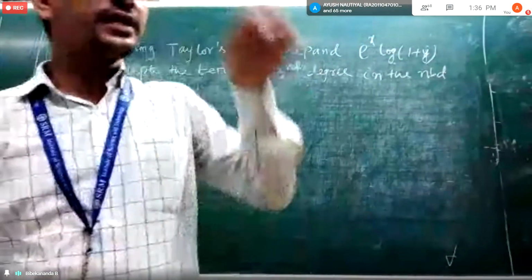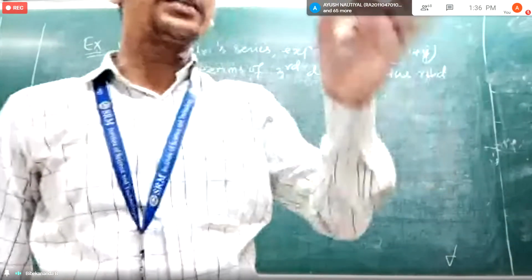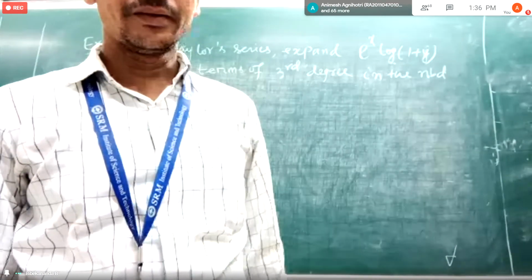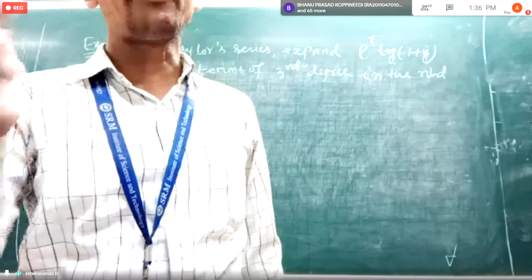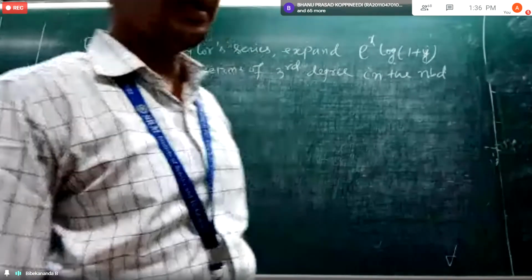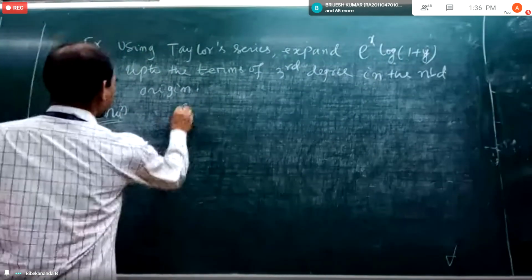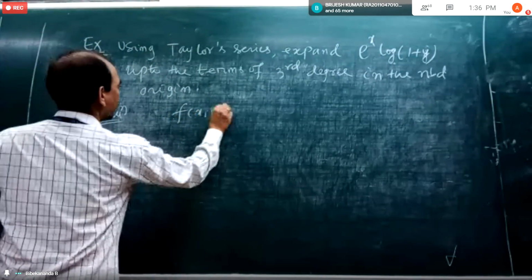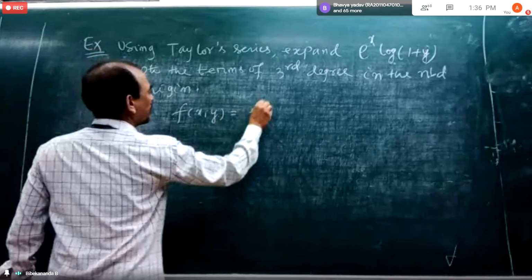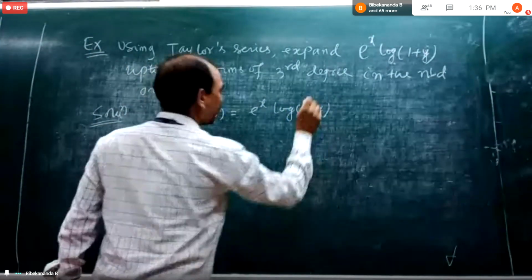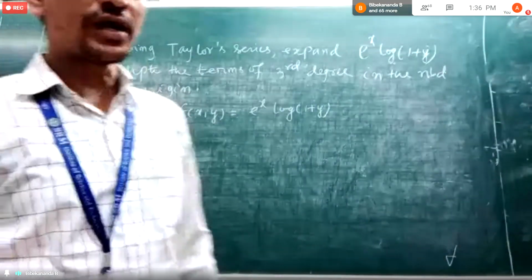Then after reading the question, what is the first thing you have to do? Find f of xy. You identify f of xy. So what is your f of xy? e to the power x log of 1 plus y. Very good.